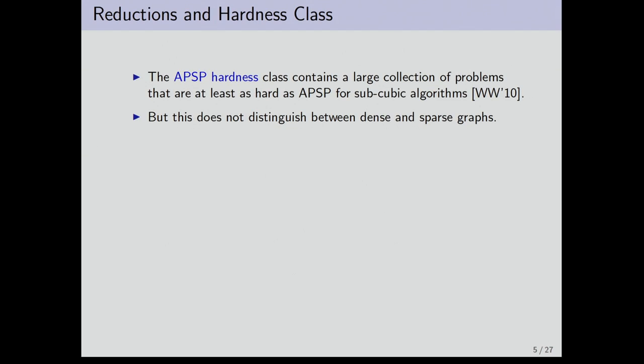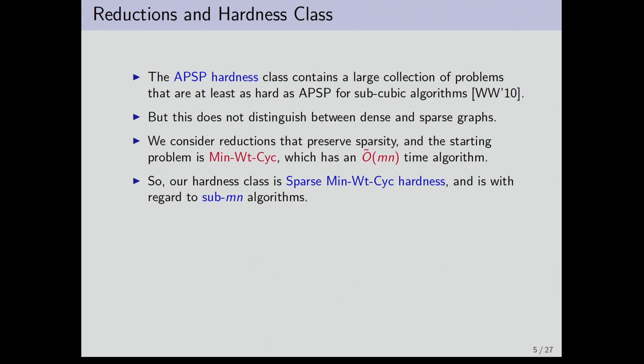Okay, so the hardness class, just to reiterate, the APSP hardness class is very well known, and it's a major theme of this workshop by Williams and Williams. But the problem is that if you're mainly interested in sparse graphs, which is often the case, it does not distinguish between dense and sparse graphs. So we just consider reductions that preserve sparsity, starting with min-weight cycle. And so let's call that sparse min-weight cycle hardness with respect to sub-MN algorithms. So if you could get a sub-MN algorithm for any of our problems, you would get sub-MN for min-weight cycle, which has been open for a long time.